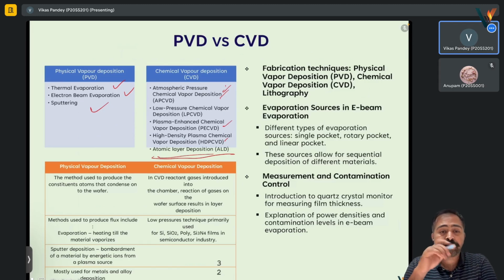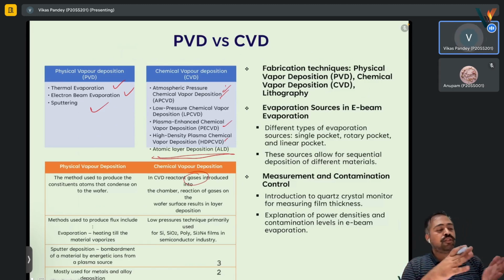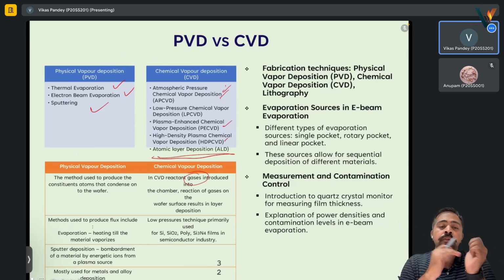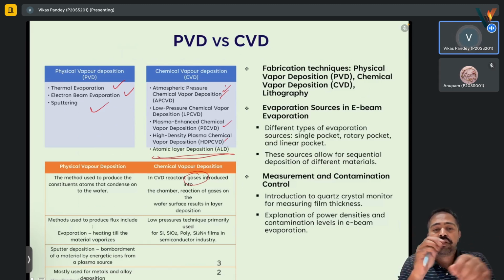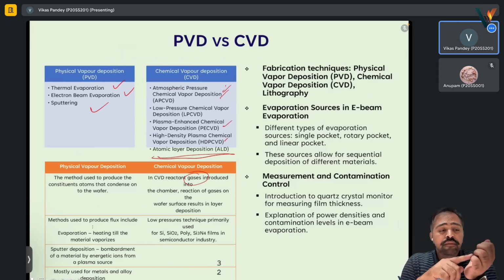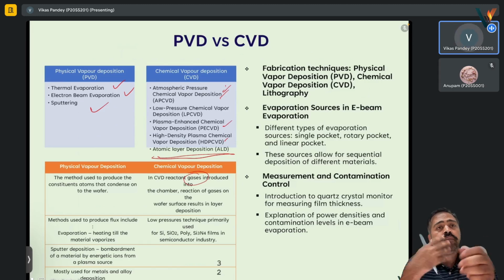So in case of chemical vapor deposition, the reactants are generally gases, because the reaction has to take place on the surface of the wafer. So they are in the form of gases. They are introduced in the chamber. Reaction of the gases on the wafer results in layer deposition. And then the byproducts will move out, and only the species of our interest will remain there.